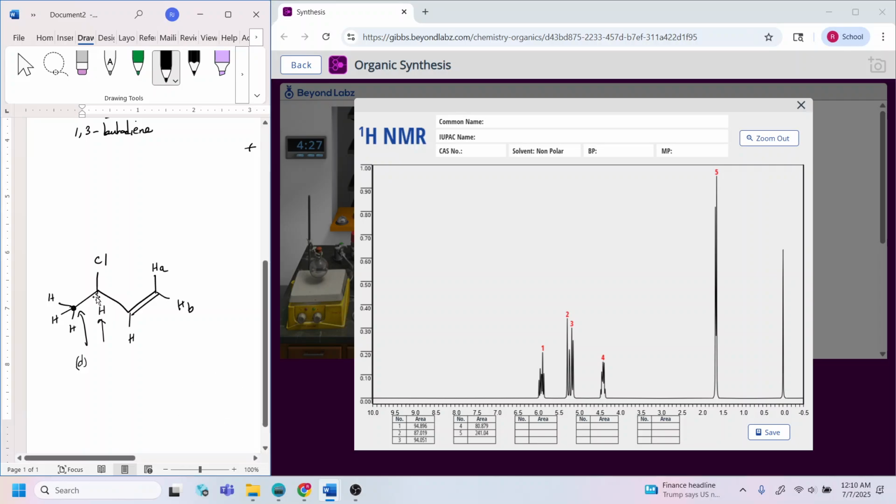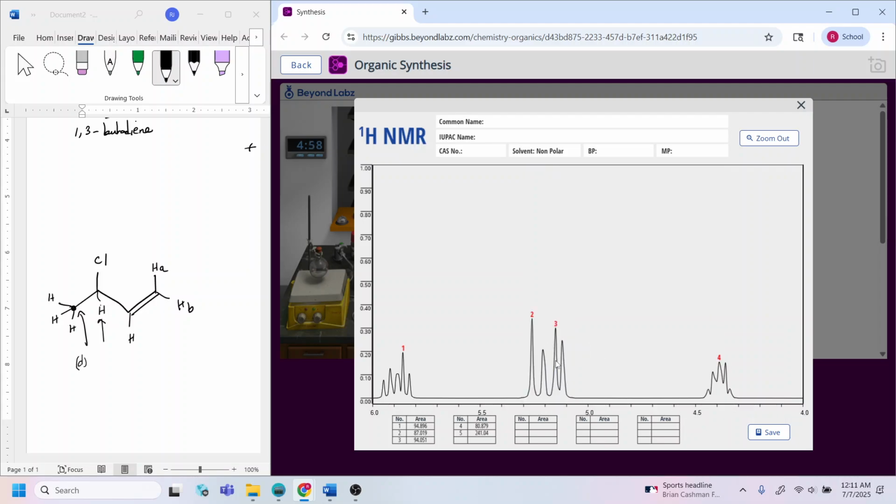And then I do have this signal over here. This is a CH stretch that is connected to the chlorine. This is going to be the furthest de-shielded. So if you look at position number 1, it does have a lot of peaks in there. See, it's split into a lot of peaks. This is because this hydrogen is connected to 3 hydrogens on the side.